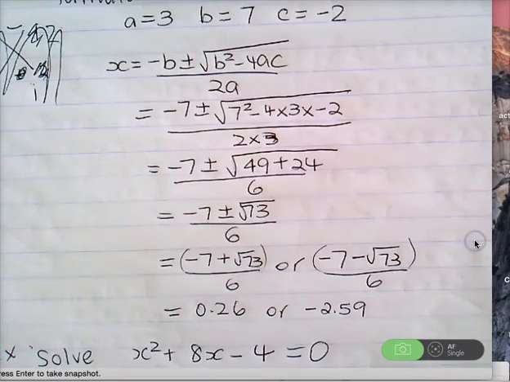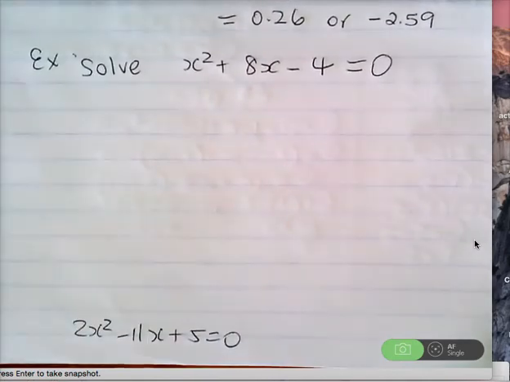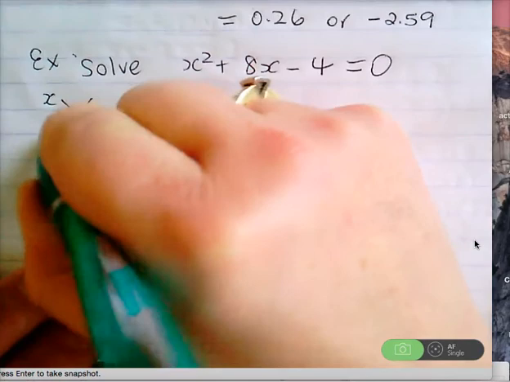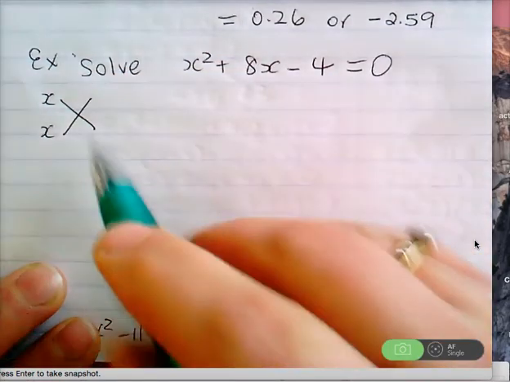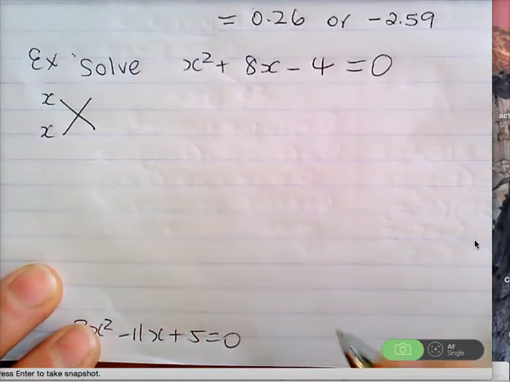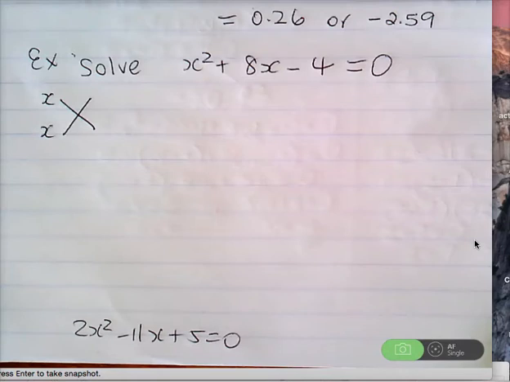Solve this using the quadratic formula. Girls, listen. If you try to do this by factoring, could you find the factors of negative 4 that add up to 8? Do 4 and 1 add up to 8? Or 2 and 2? No. So girls, this is a really good example of when you have to use the quadratic formula.